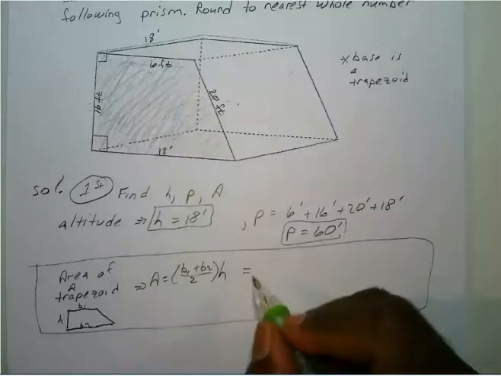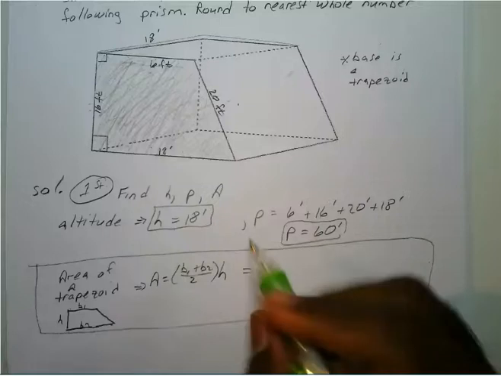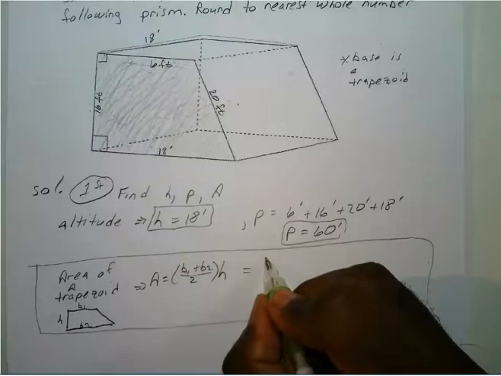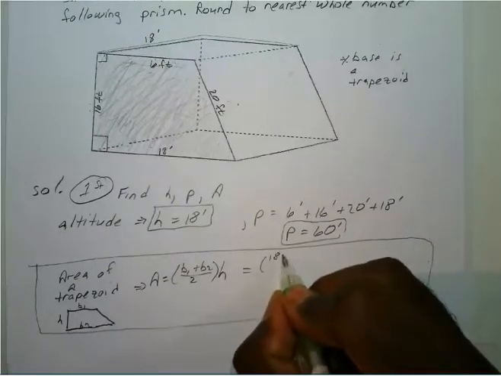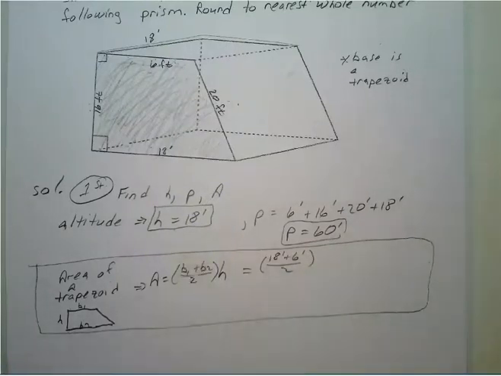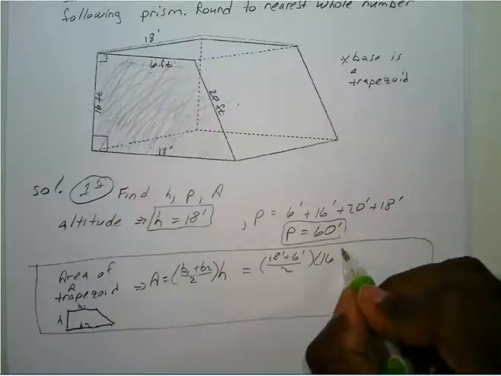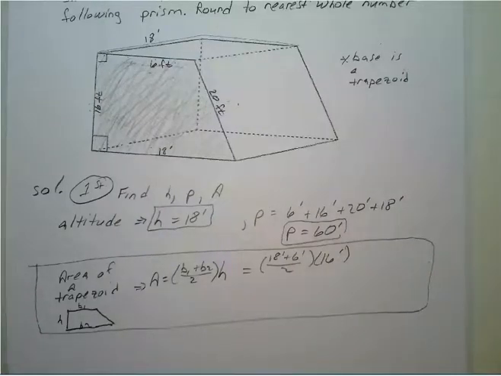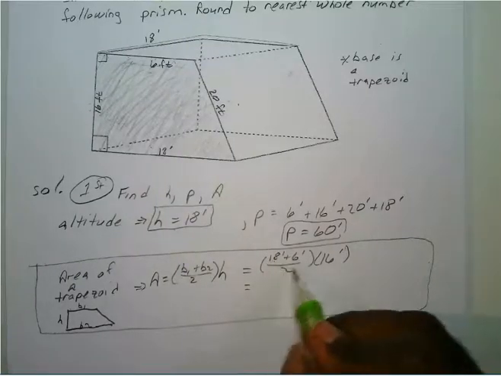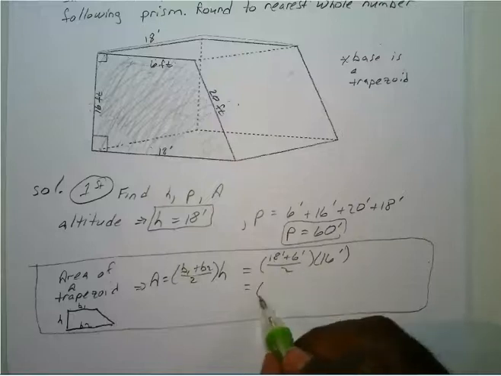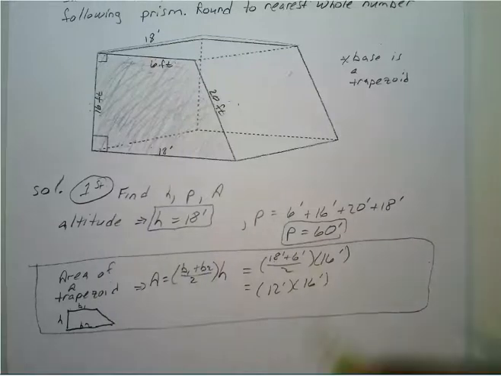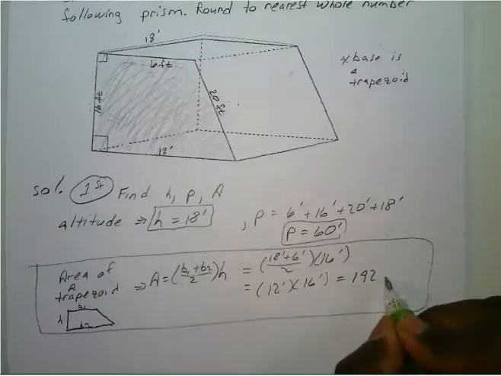So that's going to equal our base 1, which is 18, and base 2, which is 6, or 6 and 18, doesn't matter which one you put as base 1 and base 2. So you have 18 feet plus 6 feet divided by 2 times the distance between those two bases, which is 16. Okay, so this is going to be 24 over 2, which is 12 feet times 16 feet, which comes up to 192 square feet.